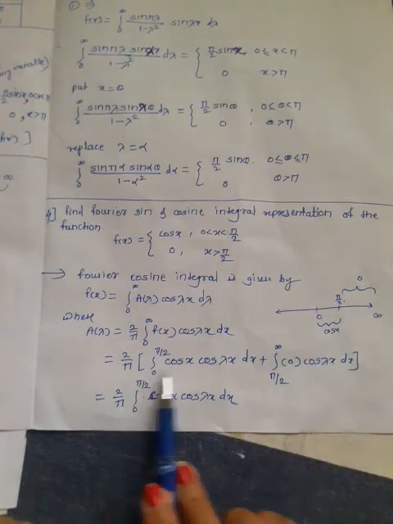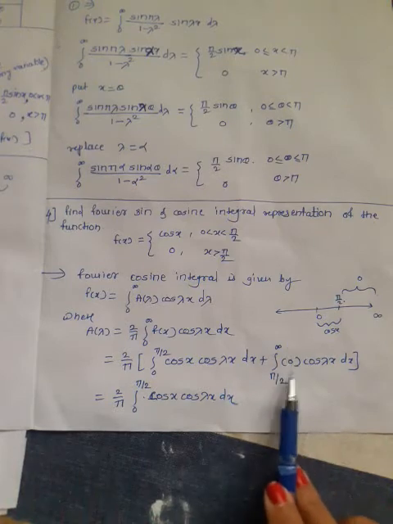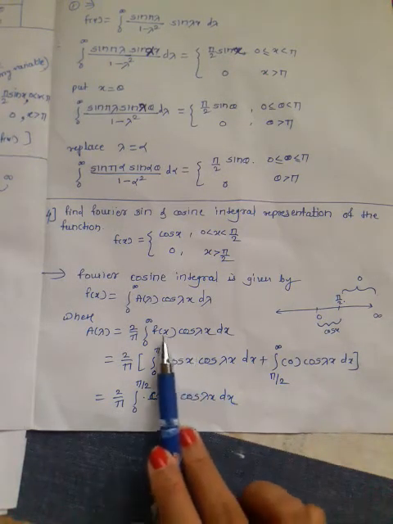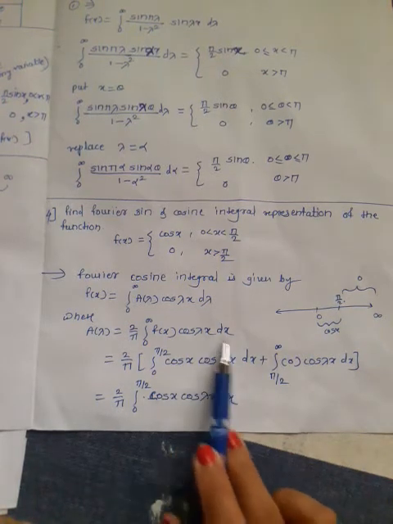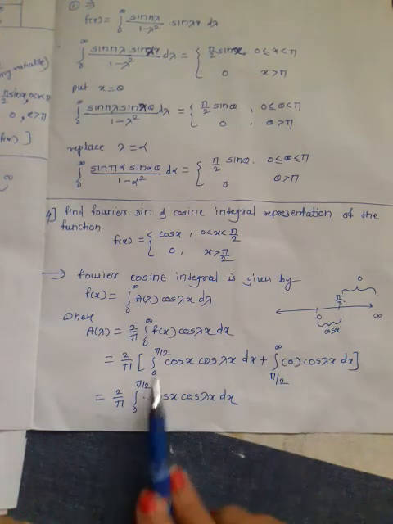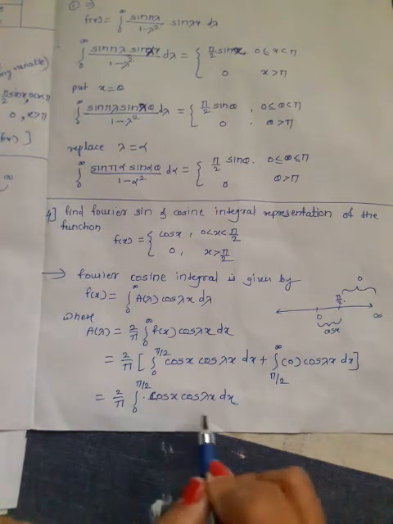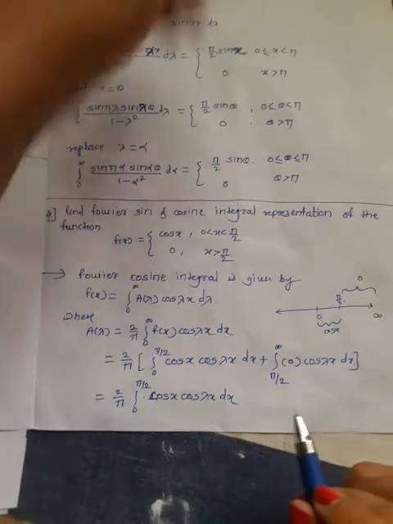That's why this integration splits into two, 0 to pi by 2 and pi by 2 to infinity, where pi by 2 to infinity becomes 0. We don't need to write this integration, and the f(x) value in this interval is cos x and cos lambda x dx as it is. Okay, now this becomes 0, 2 upon pi integration 0 to pi by 2 cos x cos lambda x dx. Now to solve this integration we have to use one formula, the cos a cos b formula. What is the cos a cos b formula?